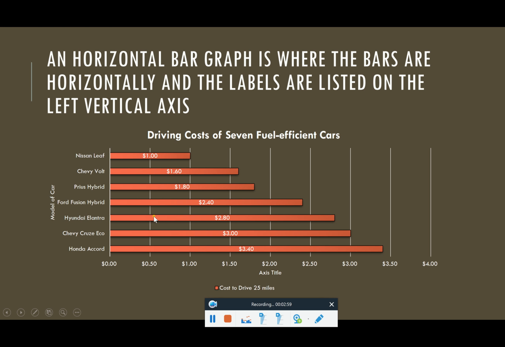All right, so here's an example of what a horizontal bar graph looks like. Notice the directions are a little bit different. This way is the cost to drive 25 miles, and then the model of your car. And this one actually tells you how much on each bar because it's a little bit more difficult to see.